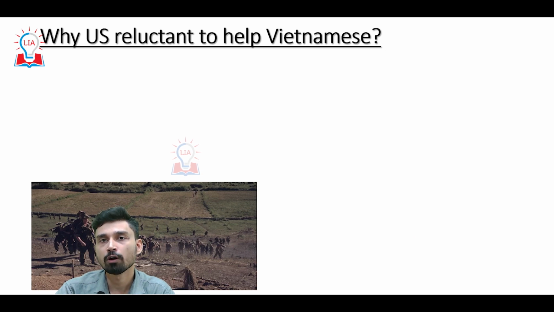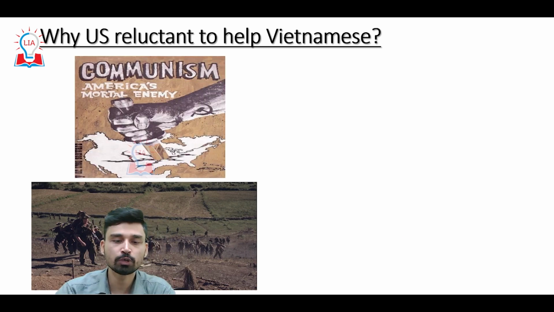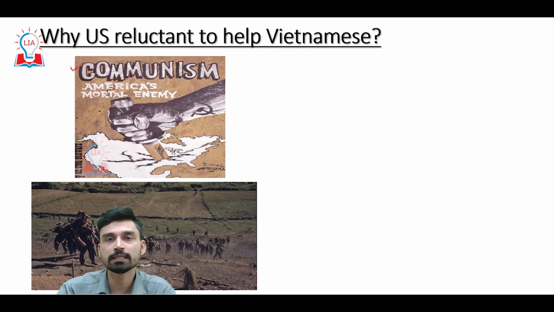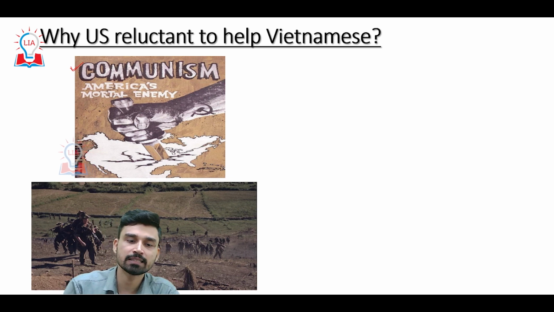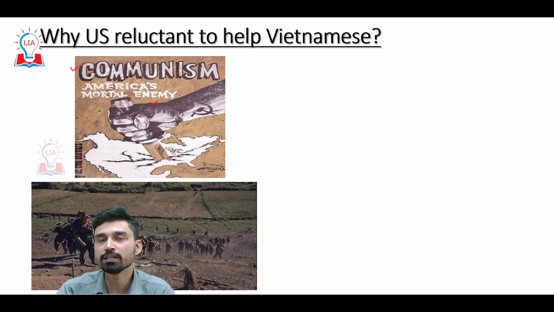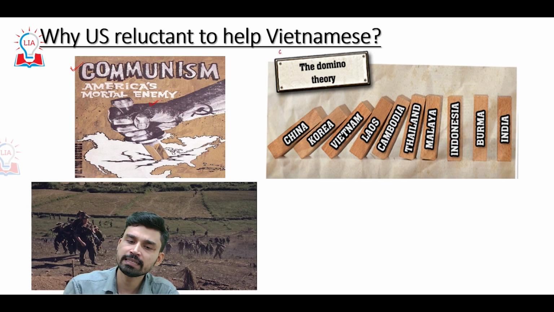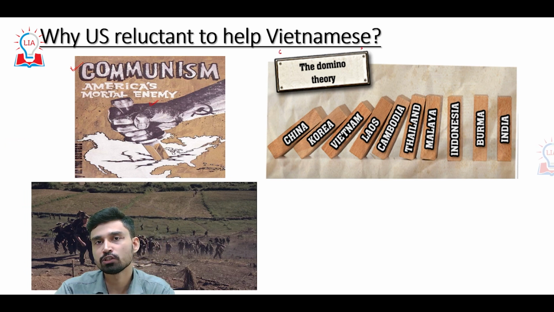So we have to understand that although Ho Chi Minh wanted the help of the US, and also wanted to support the US during World War II, the US was not willing to help the Vietnamese, because at that time in United States foreign policy, communism was seen as America's mortal enemy, the biggest threat to the United States of America. And this threat was governed by a theory called the domino theory.